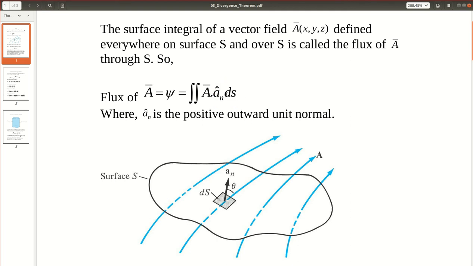ds means dxdy, dydz, dzdx, rho dphi dz, and so on. It is the integration over the surface. So an here is the direction. You may remember that the direction of the surface is the outward unit normal, so it is perpendicular to the surface. So we have a surface, we have a small portion of the surface ds, and you take the integration all over this S. This is the meaning of the flux.